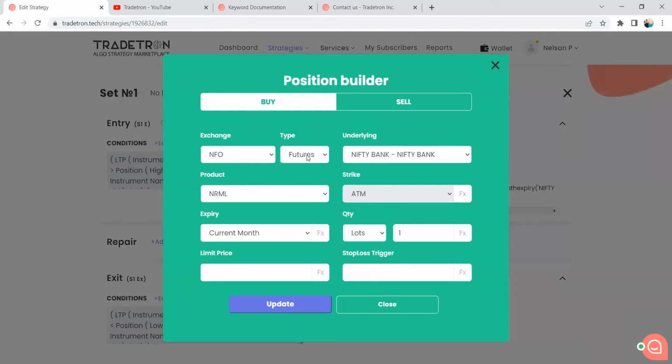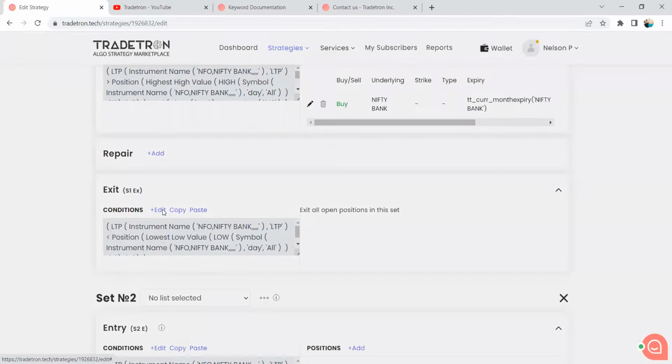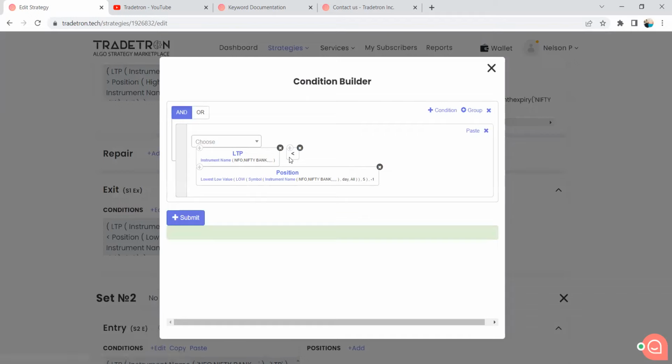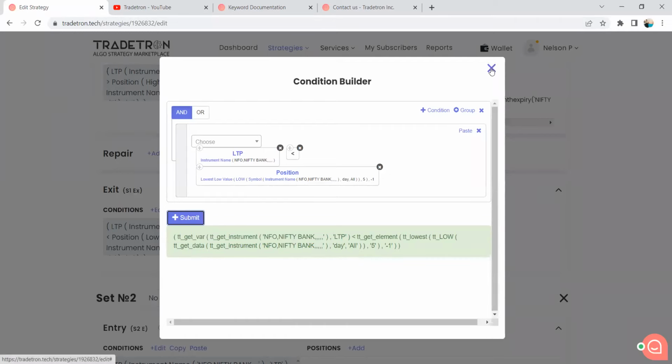NFO futures, you can select a call or put option or any instrument that you want to trade over here, and it will exit only when the current market price is less than the lowest low value of the past 5 trading day candles. All right, because over here we have selected the lowest low value of the low of the past 5 trading day candles of the -1, which is basically the previous candle. So basically for 5 days, it will check -1. If you put it as 0, it will select the current day also, which is wrong because it will be continuously fluctuating.